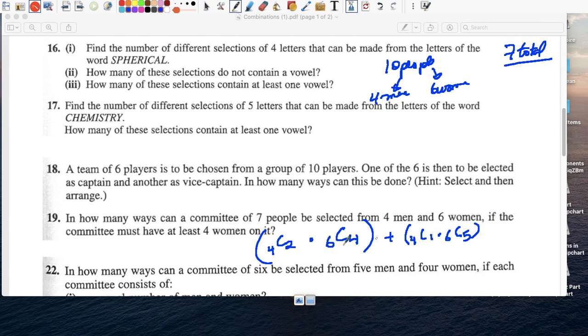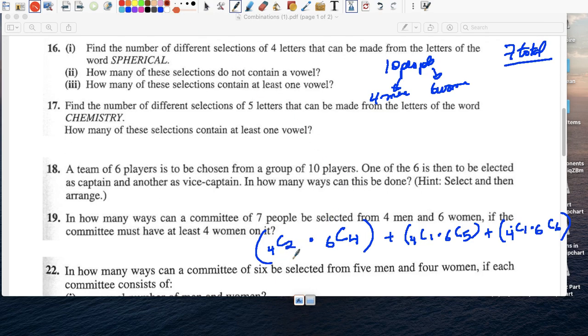And then for at least 4 women, we have the last scenario, which is 6 women to choose from, and you're going to pick all 6, which means from the men, you're going to pick 1. So from the men, it's going to be 4 men, and you pick 1 of them. Those are the 3 that you have to figure out.